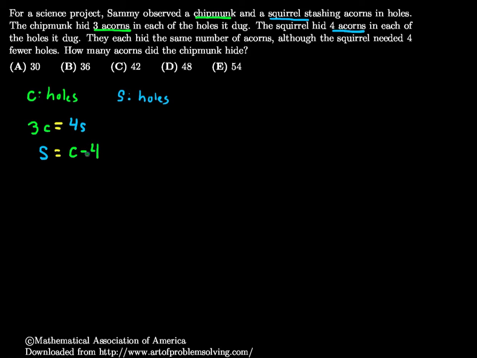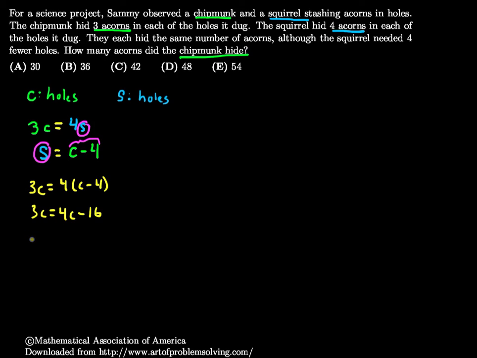And there are a few ways to solve this. I'm just going to use substitution. We already want to know how many the chipmunk hid, so if I substitute this S here into this S here, so I'm going to put C minus 4 in there, I can solve the equation. 3C equals 4 times C minus 4, which means 3C equals 4C minus 16.